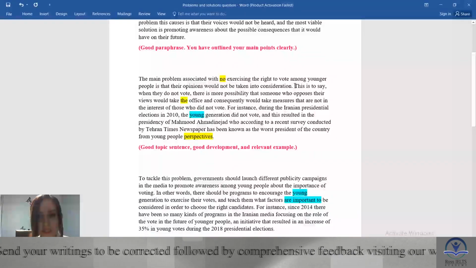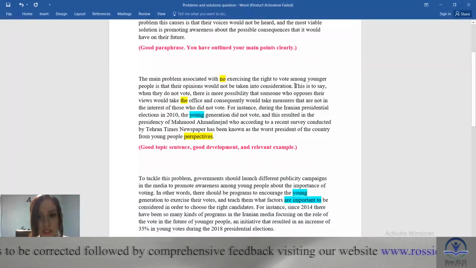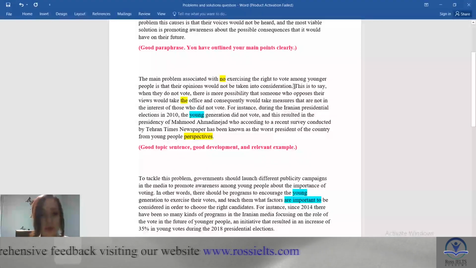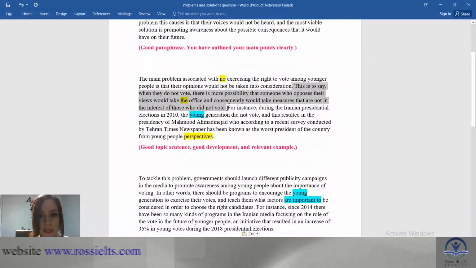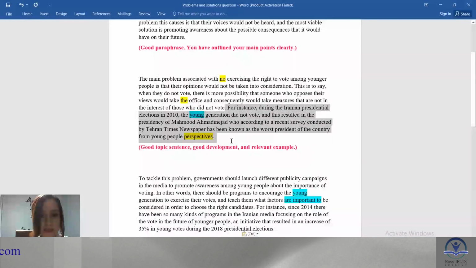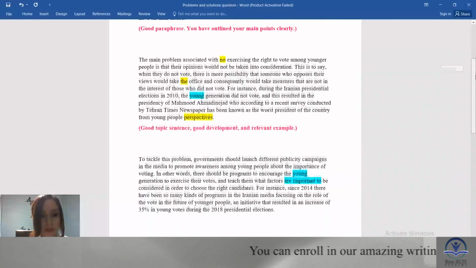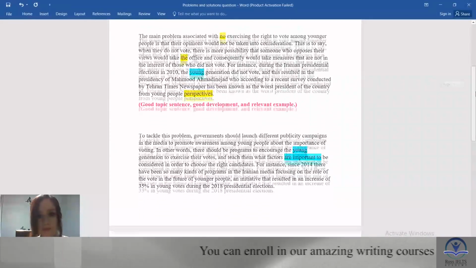Then here in the next sentences we have the explanation. So first we have the topic sentence, then we have the related explanation about the topic sentence to extend the idea here. And then after that we have the example. For instance, there is a relevant example for this problem which was mentioned. So I would say, yeah, there is a good topic sentence, good development, and a relevant example. There was also a good task response here.